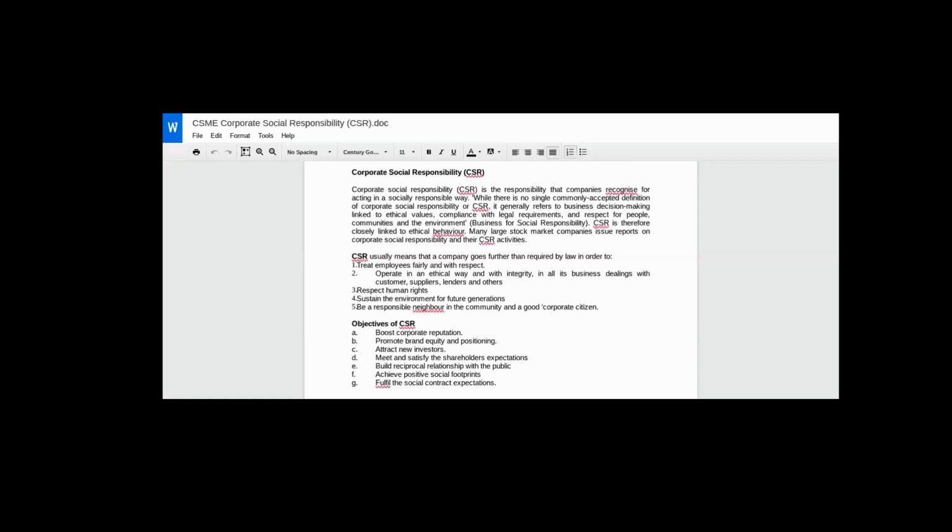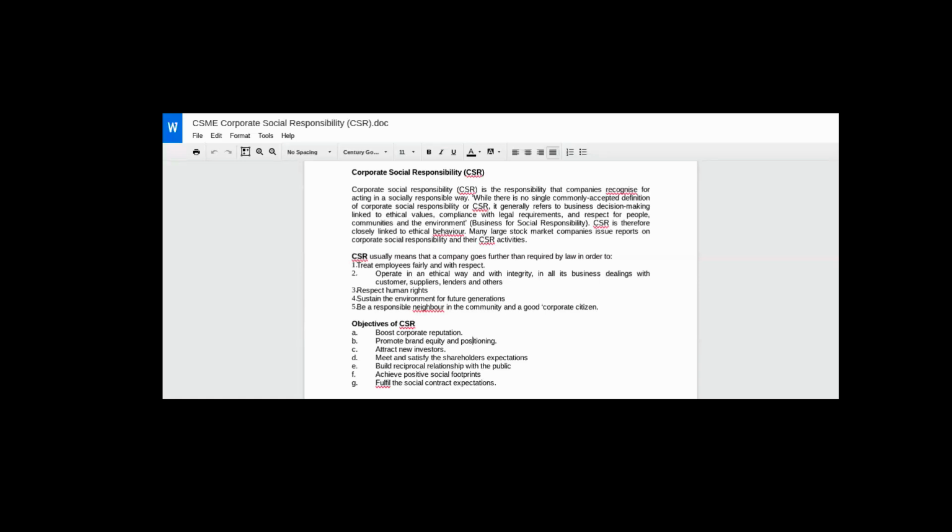So what are the objectives of CSR? The few objectives of CSR, as I put here, is one, to boost corporate reputation. So we engage in CSR to increase our goodwill, to have a positive, favorable corporate image, and position our company positively in the minds of the larger society. Two, to promote brand equity, to promote our brand quality, value, and positioning.